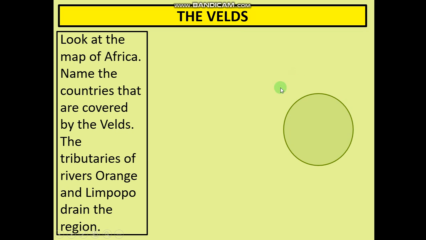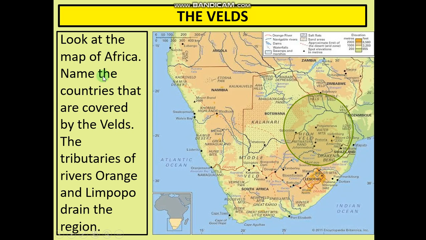Next, look at the map of Africa. Name the countries that are covered by velds. This is the Veld area, and these are the countries covered by Veld. The tributaries of the Orange and Limpopo rivers drain this region. The way the Mississippi River was draining the prairies, in Africa these two rivers, the Orange River and the Limpopo River, are the ones providing water to these velds.